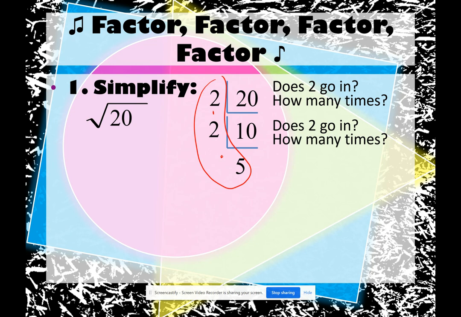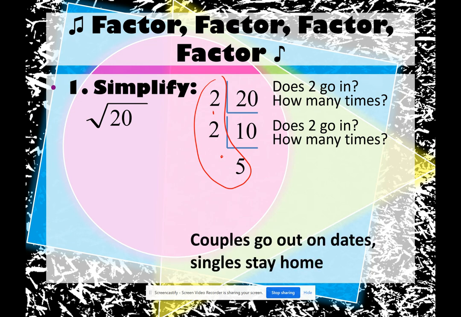Now we're not finished. A silly way of thinking about it is, couples go on dates, right? So they have to match up exactly. So the 2 and the 2, they get to break out of the square root, and they go on the outside. So notice the 2 on the outside because you had one couple of 2s. Now this little 5 is left over. There's nothing to match it with. So the 5 stays on the inside. And this is your reduced final answer, 2 root 5.